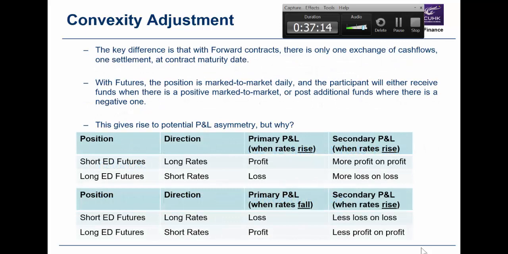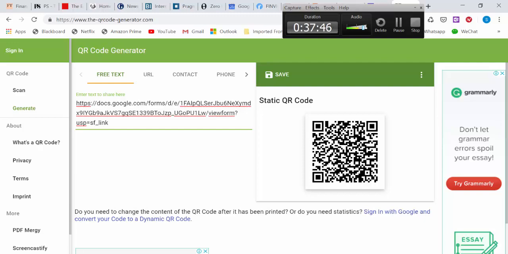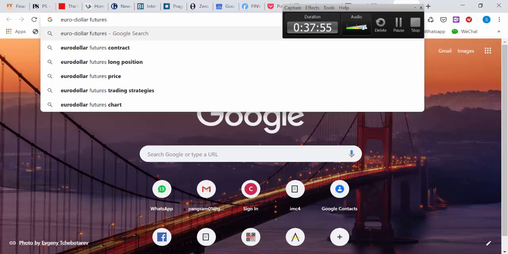Let me just introduce you to this, and this would be of interest to you if you want to get into interest rate modeling or interest rate trading. First of all, the market convention of euro-dollar futures is a little bit strange. So, euro-dollar futures contract spec.